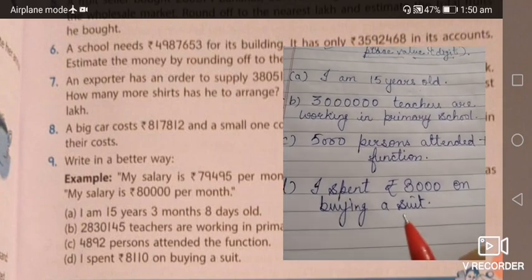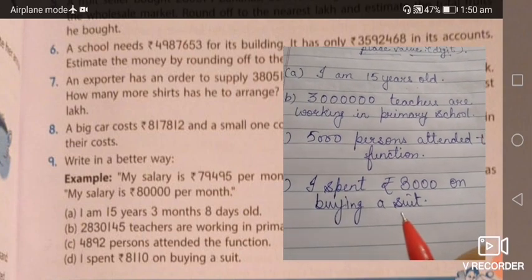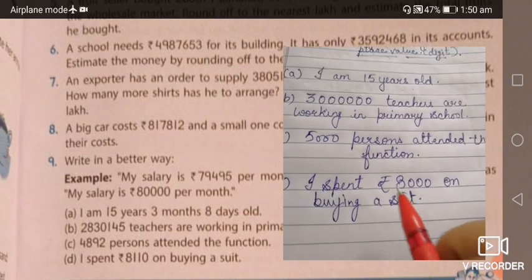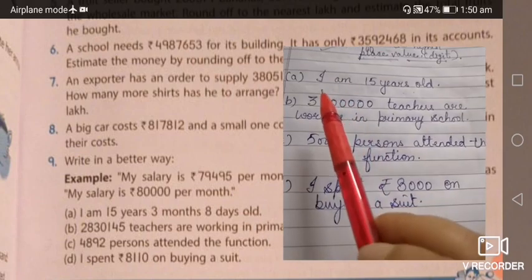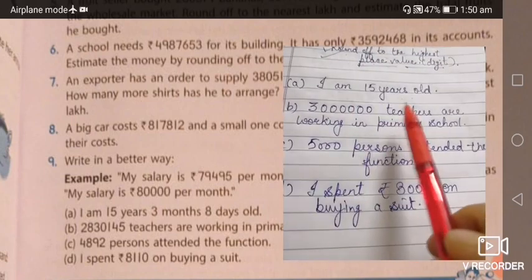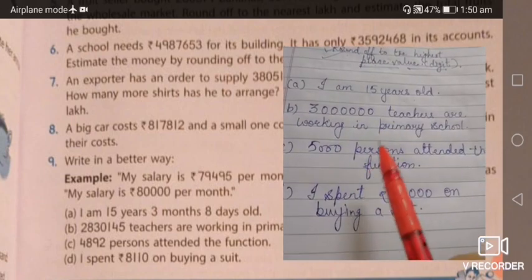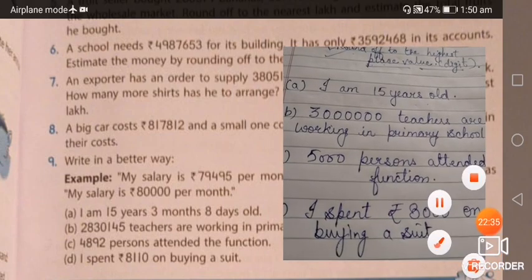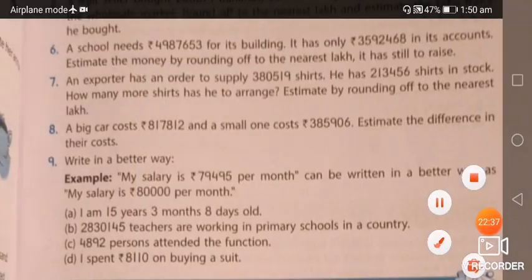Is that clear? This is another way, to write in a better way. The question was to write in a better way, so you can write these examples like that also. These examples are telling you how to take an estimate of any value. If you have to estimate any value, this is how you can do it. Fine, I think question number 9 is clear to you all.